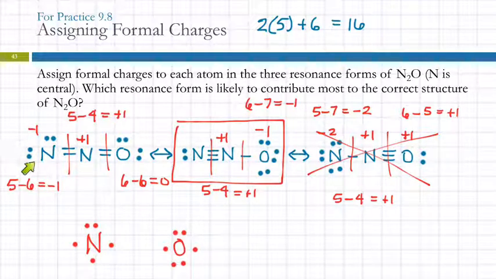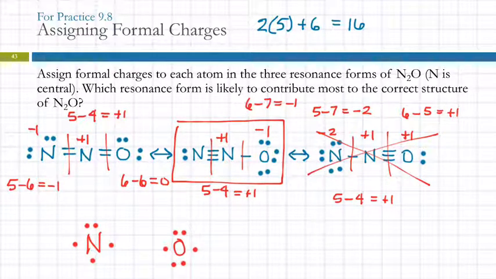So here we have a negative charge on nitrogen, here we have it on oxygen. Since oxygen is more electronegative, it is hogging electrons, it's really attractive to the electrons. So if there's an imbalance, the negative charge is going to be on the more electronegative one. So this one in the middle is going to contribute the most to the correct structure. The other two will contribute somewhat, and we're not going to worry about how much, but we should be able to draw all the different possibilities.